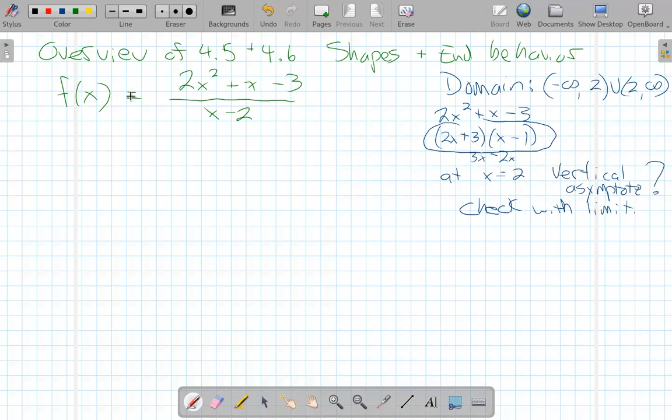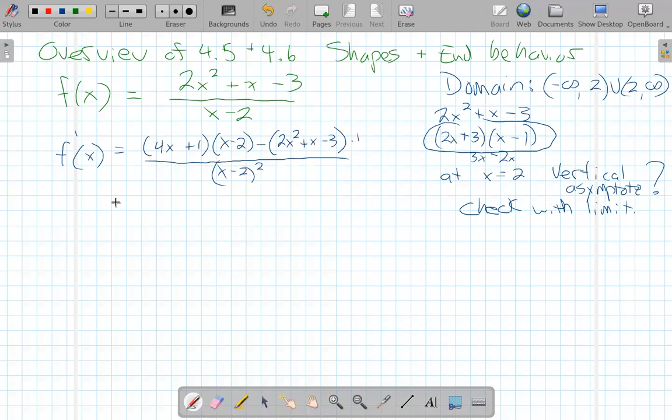Now that I know the domain, I want to take the derivative. So f prime, we're going to have to use the quotient rule here. Let's see, is there an alternative to the quotient rule? Sort of, we'll look at that in a minute. All right, quotient rule says take the derivative of the top first. The derivative of the numerator is 2 times 2 or 4x. Derivative of x is 1 times the denominator, x minus 1. And then subtract, leave the numerator alone, 2x squared plus x minus 3, and multiply by the derivative of the denominator, which is 1. All of that is divided by x minus 2 squared.